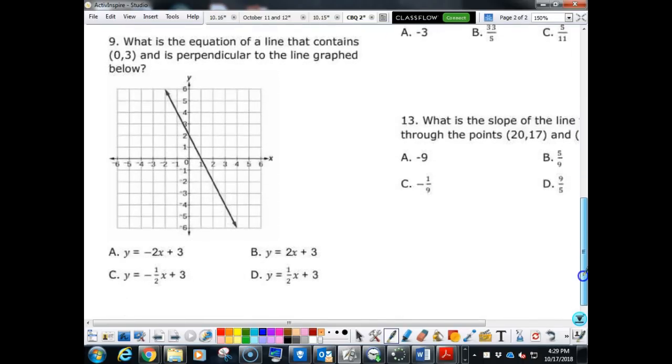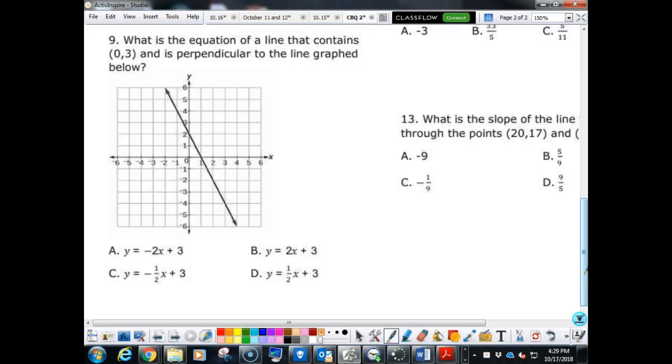Alright, let's look at number 9. What is the equation of the line that contains 0, 3 and is perpendicular to the line graphed below? Okay, so remember, perpendicular, when you see that, you're supposed to do the MOR. So our line is perpendicular to this one, so I need to figure out what this slope is, that way I can do the opposite reciprocal. I'm going to choose 2 points, this one and this one. I'm going to have to go down 2, so it's negative 2, and then over 1. So negative 2 over 1. What is the opposite of negative 2 over 1? Well, that's just positive 2 over 1. And the reciprocal would be 1 over 2. So my new slope is 1/2.